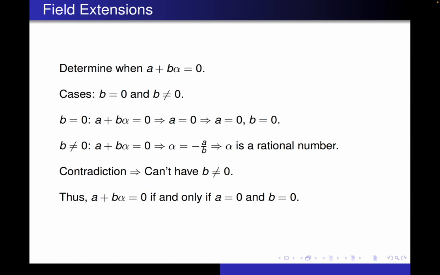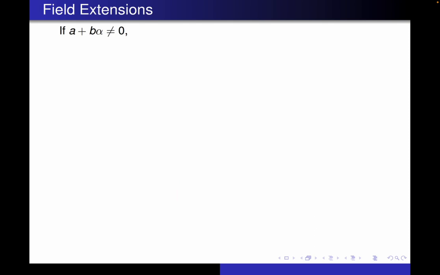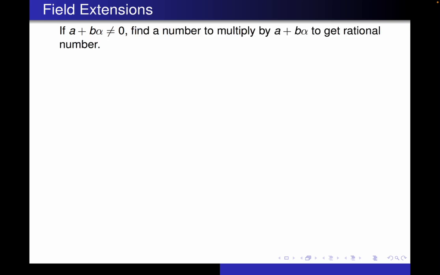So we've proven that the only way that a plus b alpha can equal 0 is if a equals 0 and b equals 0. There are no other ways. So that's nice. So now we get to assume that a plus b alpha is not equal to 0. And remember, what that means from all the work we did in that previous slide is that either a is not 0, or b is not 0, or both. Right? We can't have them both be 0, but we can have anything else.